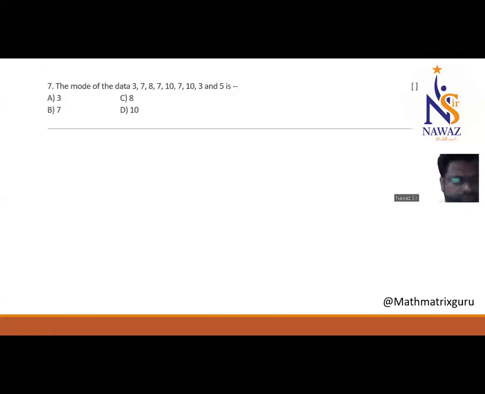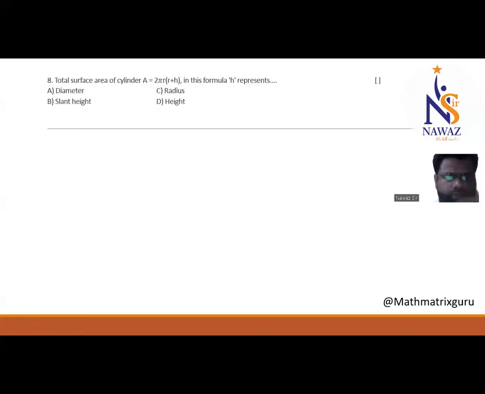Next one is the mode of the data 3, 7, 8, 7, 10, 7, 10, 3 and 5. The definition of mode is the most repetitive value, and the most repetitive value in this one is 7. So the answer for this one is B. Let's go for the next one now.